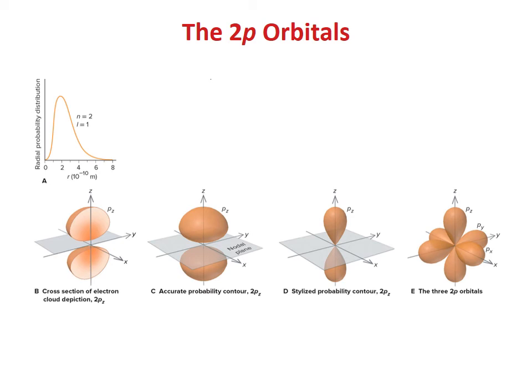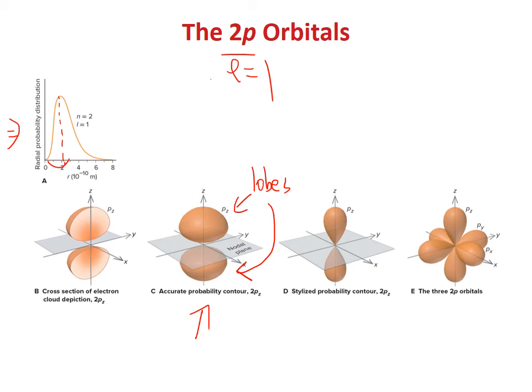This diagram shows the shape of 2p orbital where L equals 1. And here is the radial probability distribution. The most probable distance is longer than that in 2s orbital. So the electron in 2p orbital is on average further away from nucleus than the electron in 2s orbital. And this is an accurate probability contour. And this shows that each orbital contains 2 regions called lobes. The electron spends equal time in both lobes.